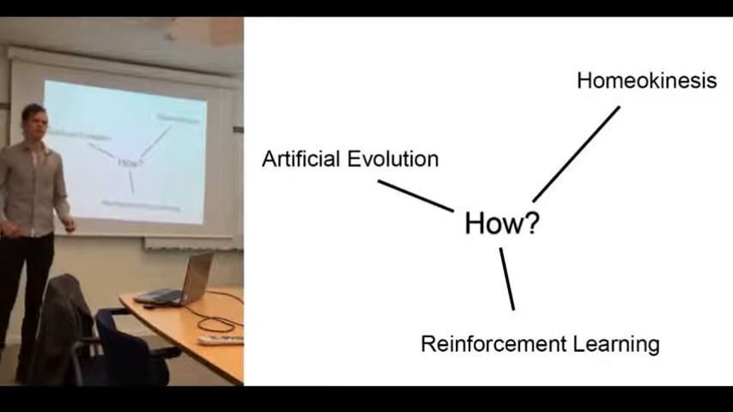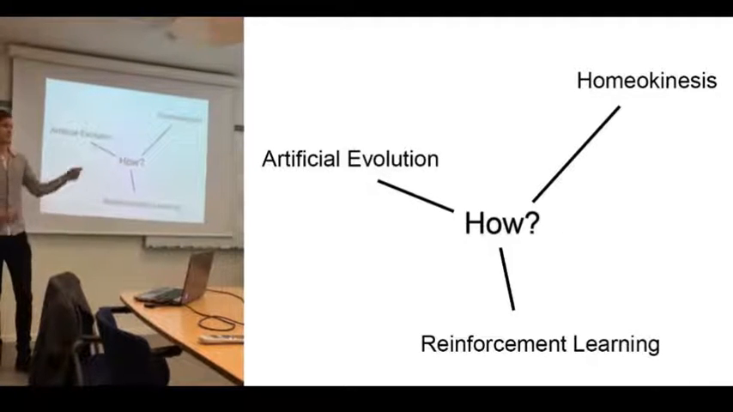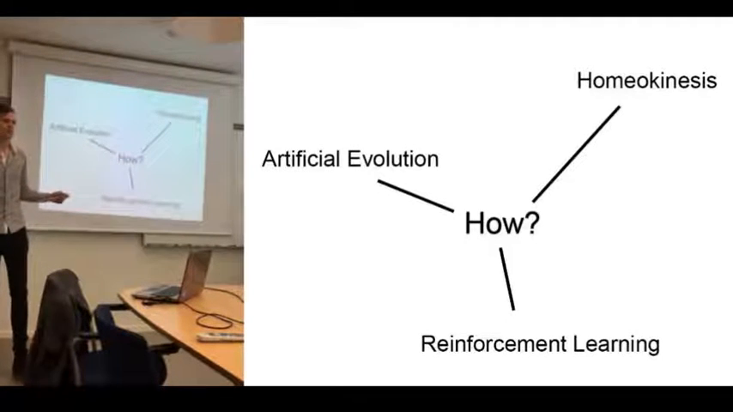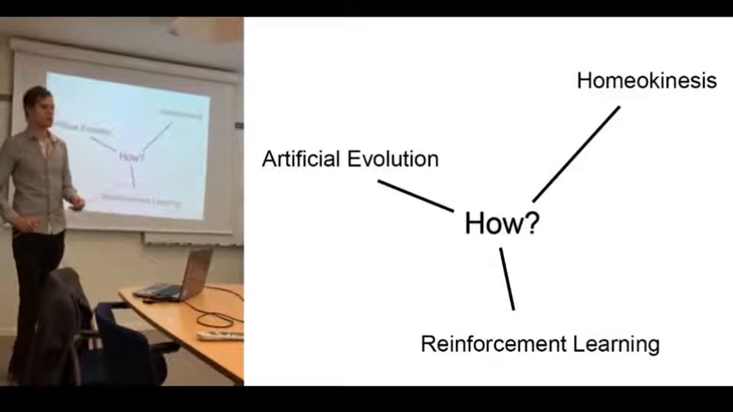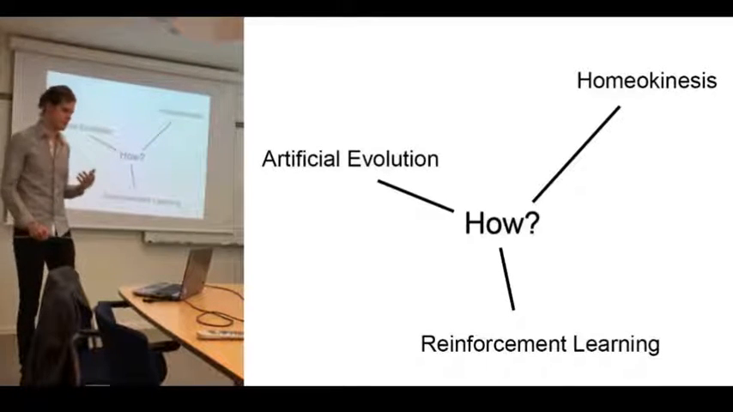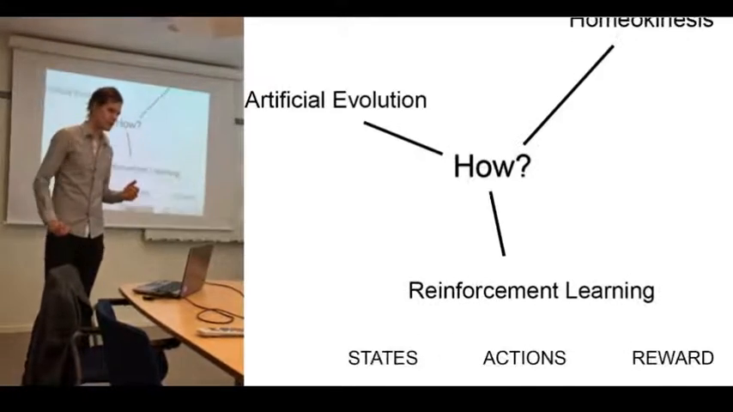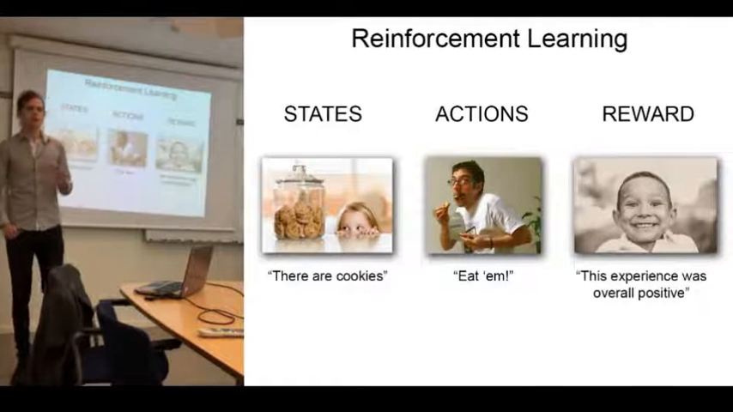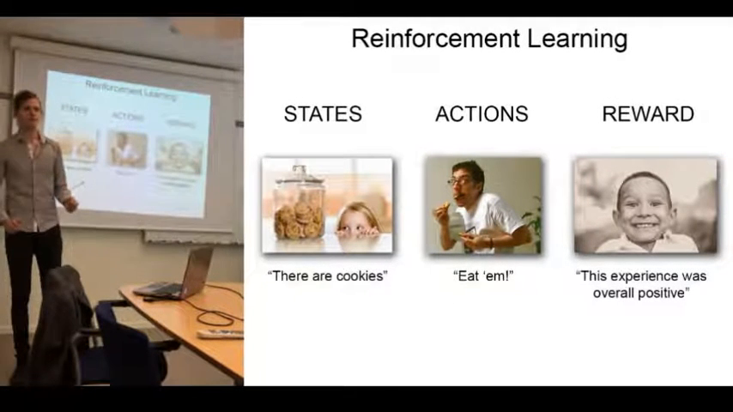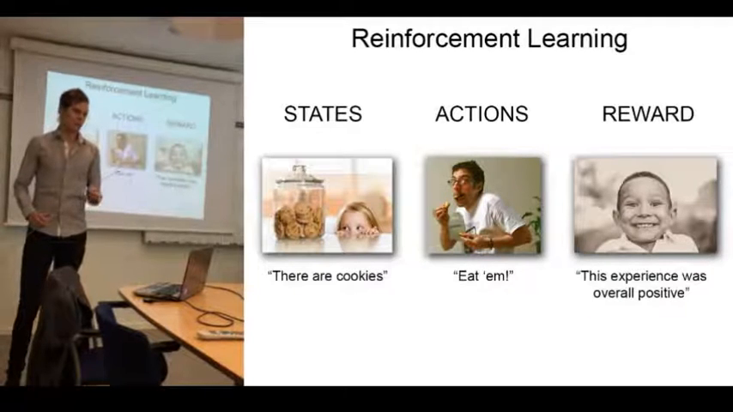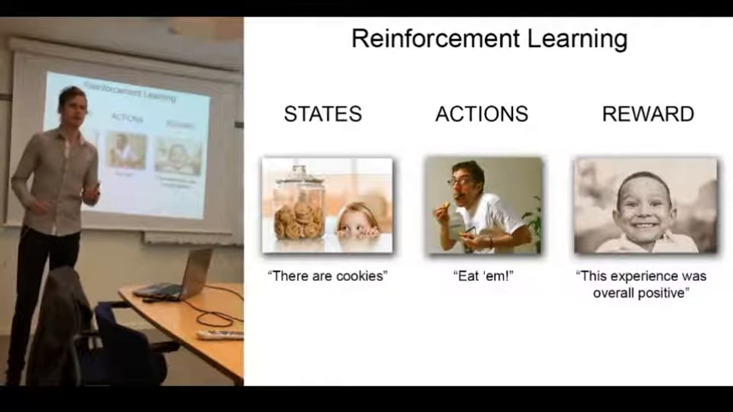There are a couple of different ways you can accomplish this. This is just a few of them that I looked at. I will only talk about reinforcement learning now because that's the method I used. So what is reinforcement learning? At its core, it is about knowing what to do when you're in a certain state in order to get some reward.